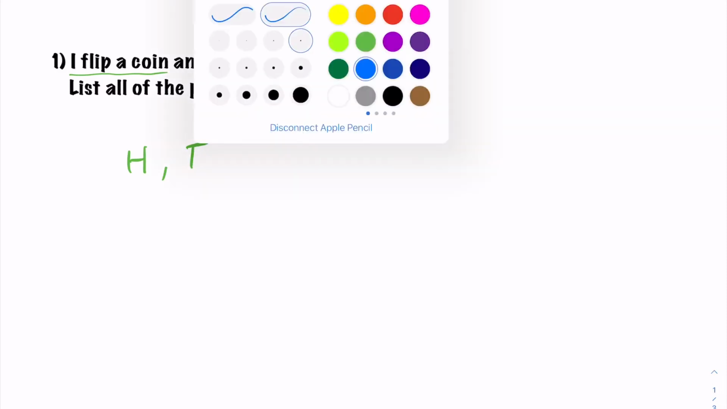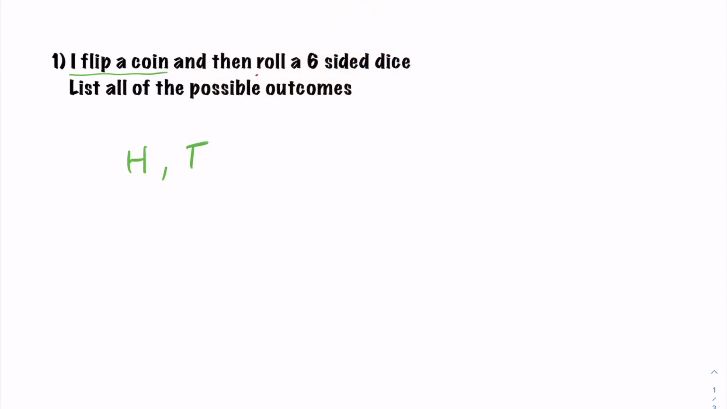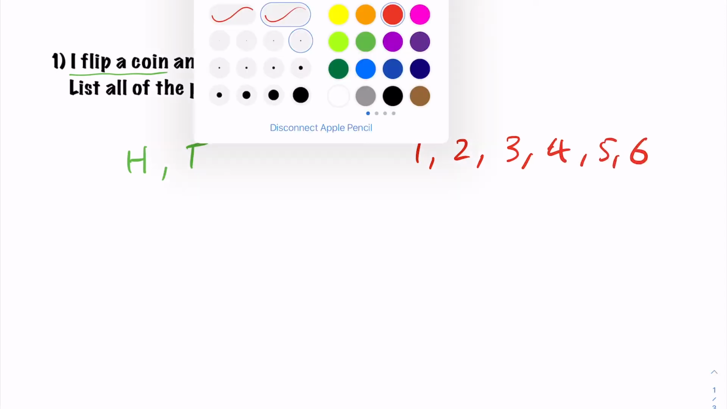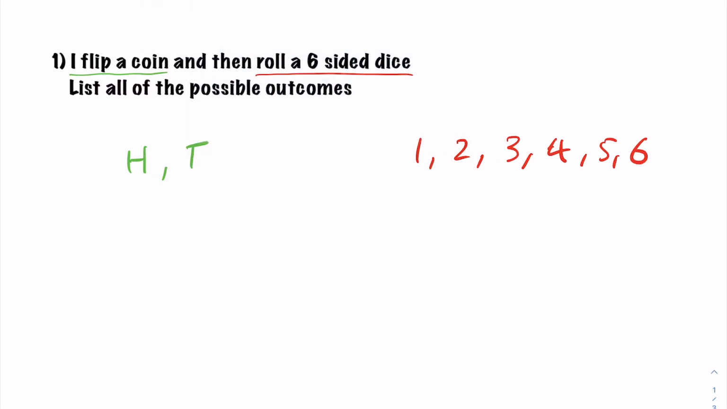So flipping a coin to start off with. Now when you flip a coin, you can either get heads or tails, which we're just going to abbreviate with H and T. And a 6-sided dice that we're rolling, we can either get a 1, 2, 3, 4, 5 or 6. Okay, so let's think about all the possibilities, all of the outcomes that we could eventually end up with.